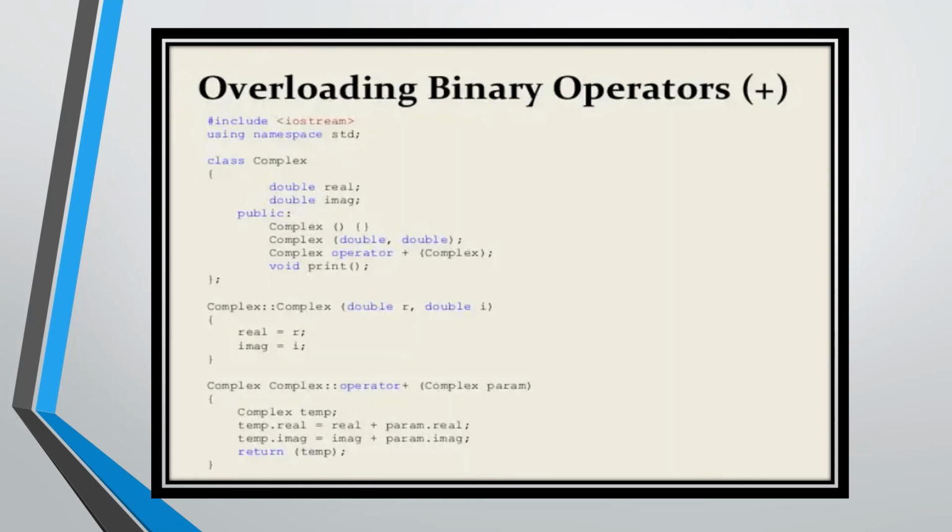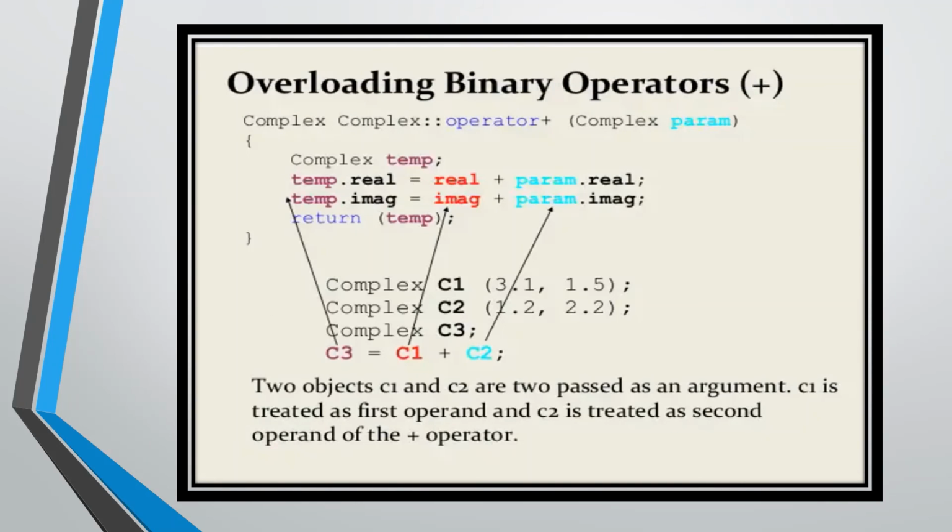So in this example, temp dot real is equal to real plus param dot real and temp dot img is equal to img plus param dot img, and return temp. This function we have seen.